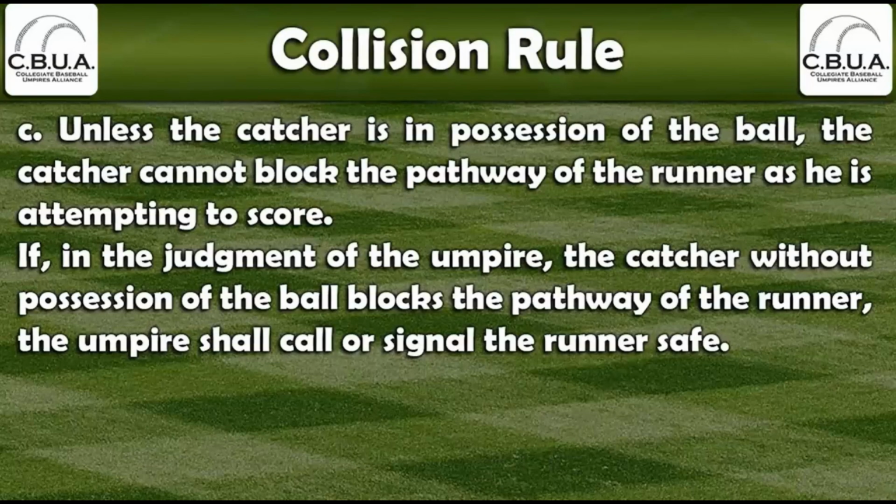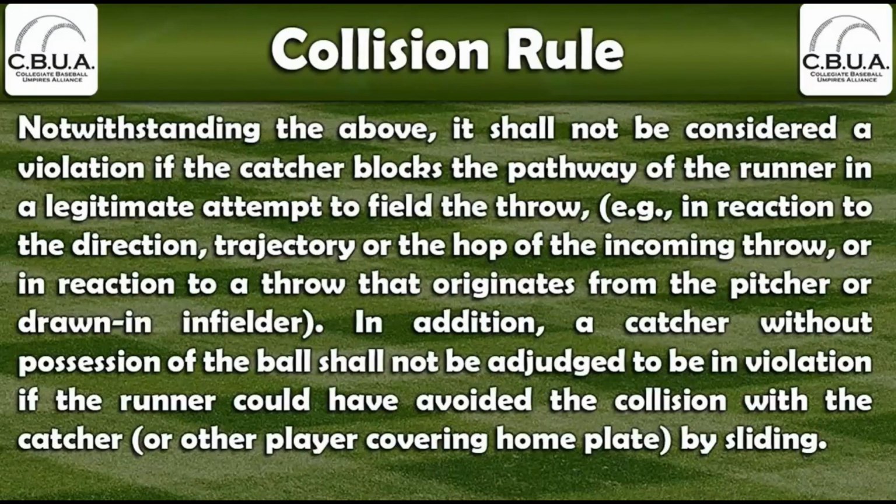C. Unless the catcher is in possession of the ball, the catcher cannot block the pathway of the runner as he is attempting to score. If in the judgment of the umpire, the catcher without possession of the ball blocks the pathway of the runner, the umpire shall call or signal the runner safe. Notwithstanding the above, it shall not be considered a violation if the catcher blocks the pathway of the runner in a legitimate attempt to field the throw.